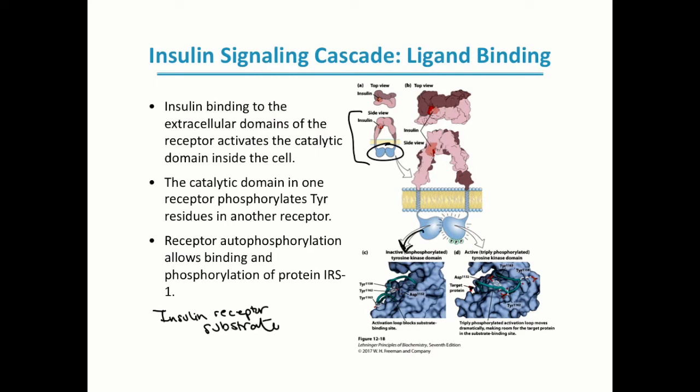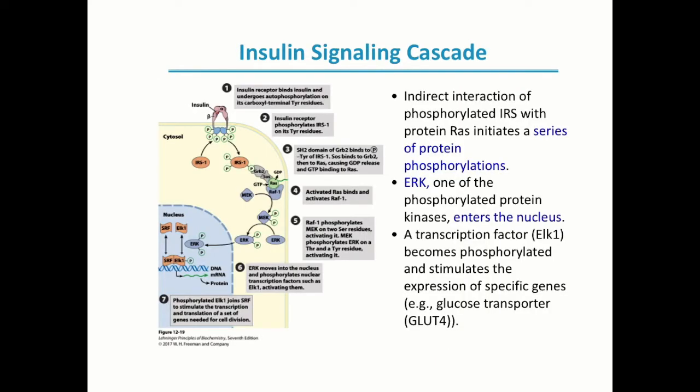And this picture here just shows the inactive unphosphorylated TK domain, where this shows what the active triple phosphorylated TK domain looks like. So here we see the entire cascade. The insulin binds to the receptor, and then these two catalytic domains get triply phosphorylated. As a result, these will phosphorylate insulin receptor substrate 1 on its tyrosine residues.